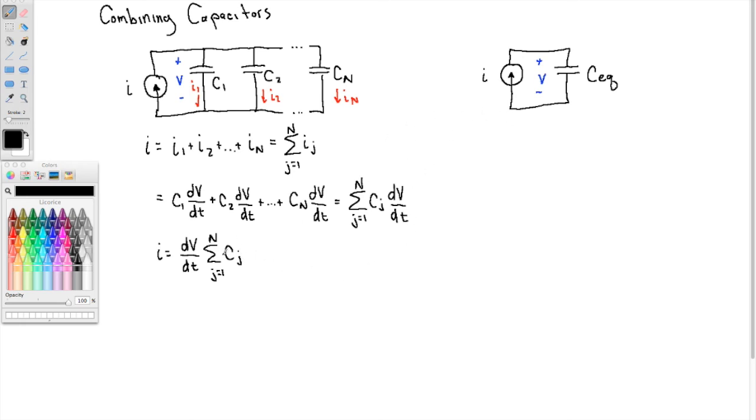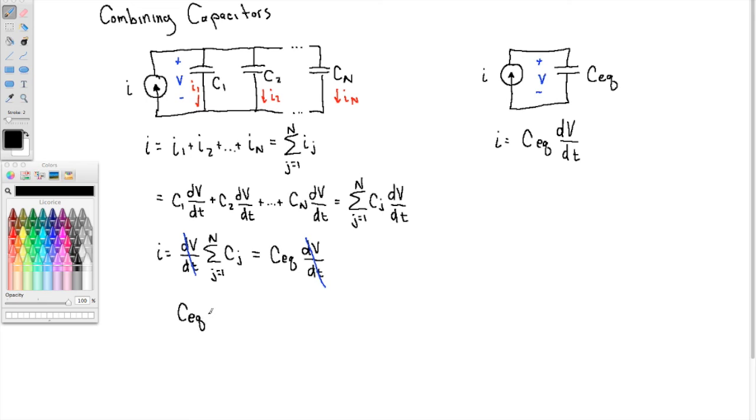Now let's come back to this in a second, but let's look at the right circuit here. Well, this one is simply I equals CEQ dV/dt. Right? And remember what we said at the beginning of this, those I's are the same. So we can set these equal to one another here. And the V's are the same as well, right? So that term cancels, and we're left with that.